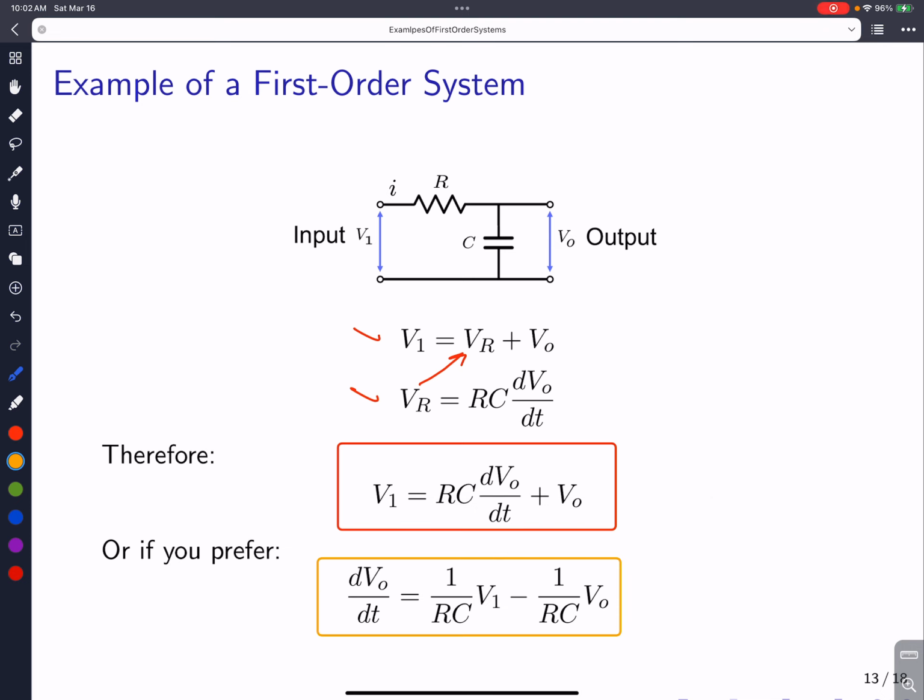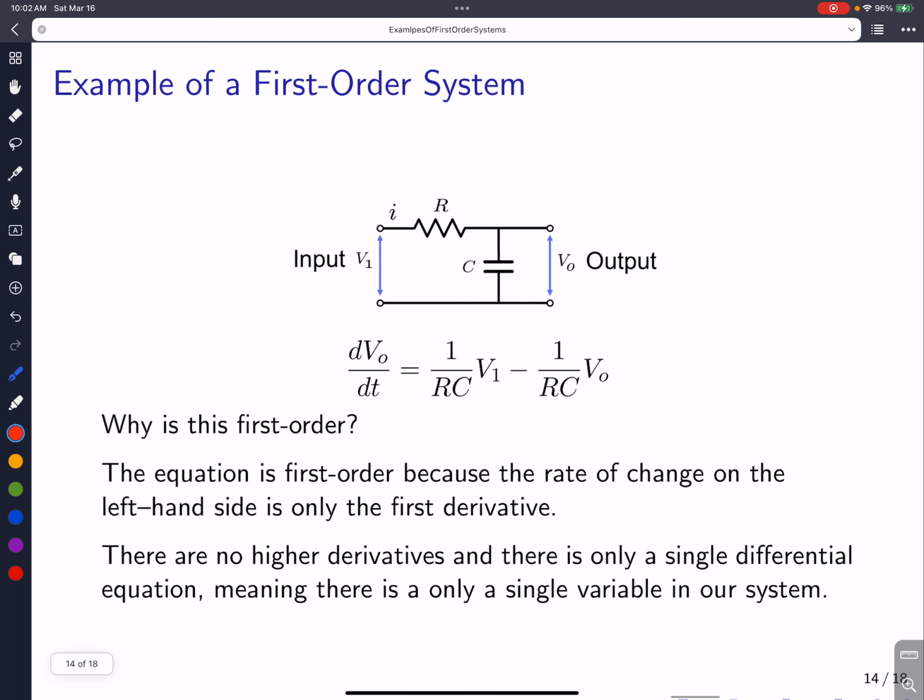Now sometimes you might see people writing it either like this, or they might write it as dV0 over dt equals 1 over RC times (V1 minus V0). You'll see it in various forms. And this is a first order equation, or first order differential equation. So the big question is, why is this first order? This is the equation we just had from the earlier slide. Why is that a first order equation?